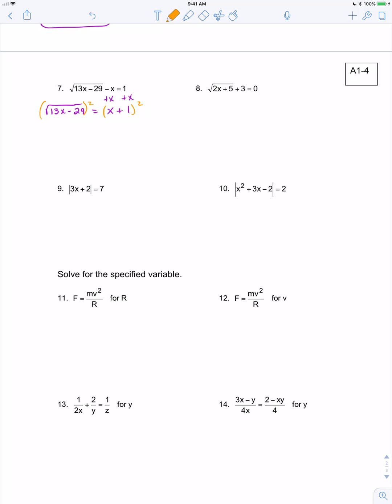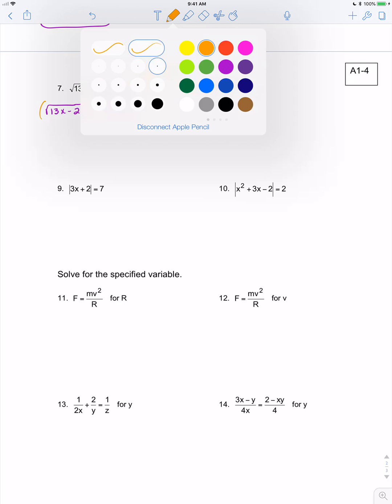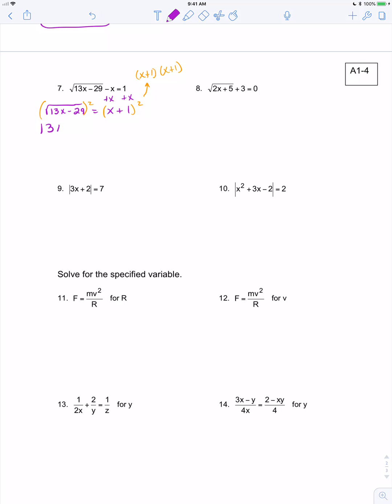Remember, if we square x plus 1, that means x plus 1 times x plus 1, and you've got to multiply that whole thing out. So 13x minus 29 is equal to x squared plus 2x plus 1 when that is all multiplied out. Again, this has to equal 0 in order to solve it. So we're going to move that 13x over. We're going to move that 29 over, giving us 0 is equal to x squared minus 11x plus 30.